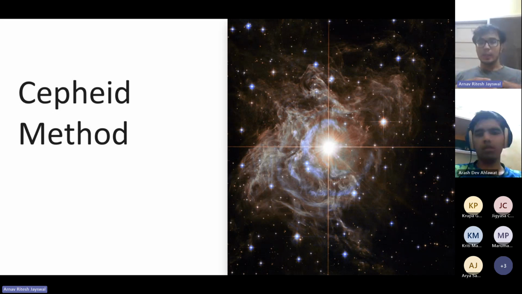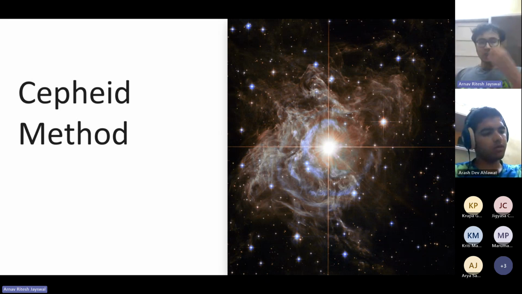And this expansion and contraction of stars basically causes a difference in the luminosity of the stars. And this difference in the luminosity of stars is very periodic, is what scientists had observed. So these are Cepheids, basically stars with a periodic luminosity which scientists have observed.